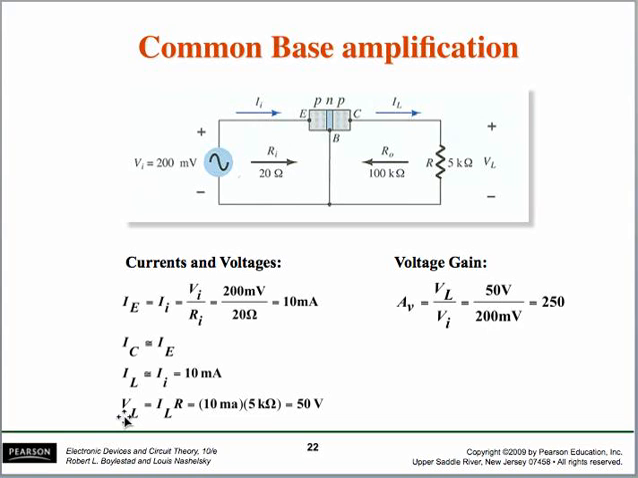So the voltage drop at the load is then just your IC multiplied by your R load. So 10 milliampere multiplied by 5 kilo ohm of your output load, you get 50 millivolts at the output. So the voltage gain is just output voltage divided by the input voltage. 50 millivolt divided by 200 millivolt, you get a voltage gain of 250.